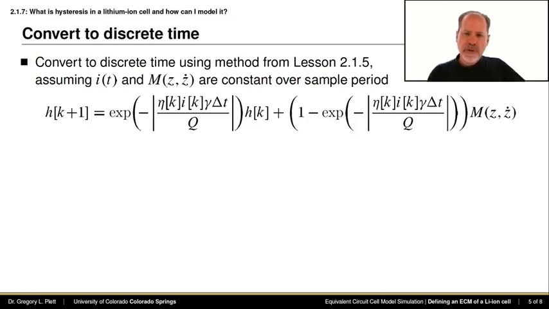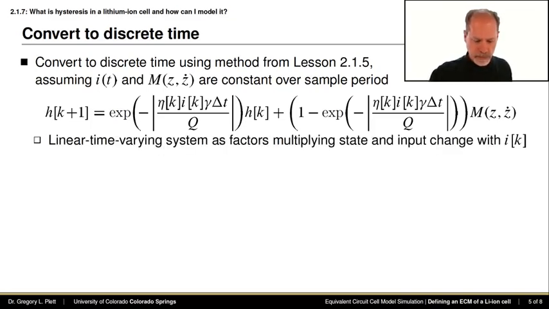We need to convert this into discrete time, but the good news is that we can use the result from earlier this week for converting a first-order differential equation from continuous time to discrete time. I don't go through all of the steps here, but you can do that on the side and verify that this result is accurate: the discrete time equation is that next hysteresis is equal to e to the negative absolute value of eta I gamma delta t over q times h, plus 1 minus e to the negative absolute value of eta I gamma delta t over q, all times m of z and z dot. And this is our discrete time hysteresis model.